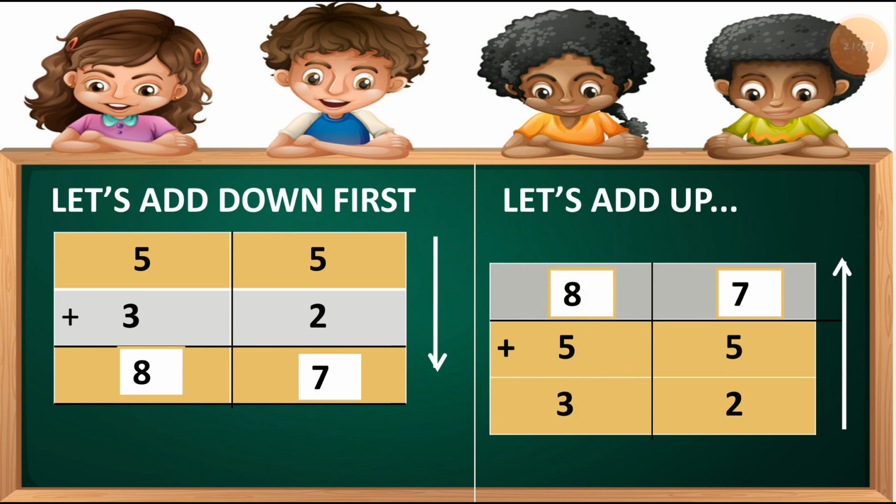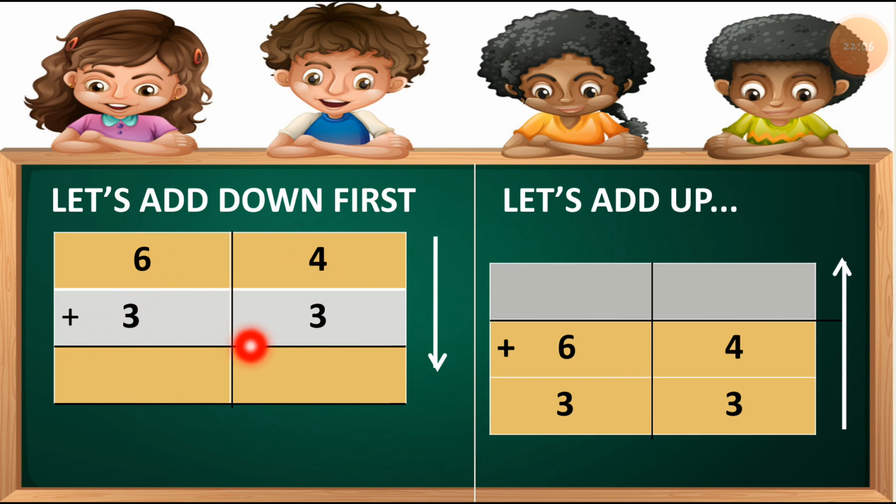So you can check the answer is the same on both sides, which is 87 and also 87. Downside also and upside also, the same answers will come. Then and only then your sum is right. The next one, which is 64 plus 33. I repeat this, 64 plus 33.